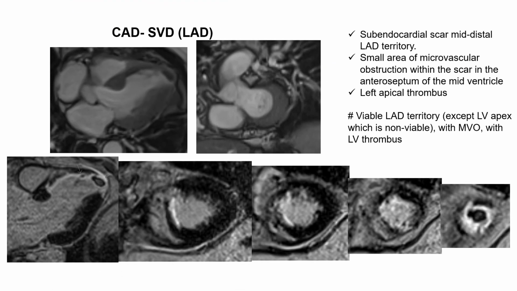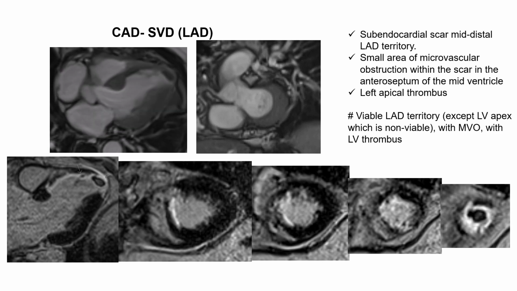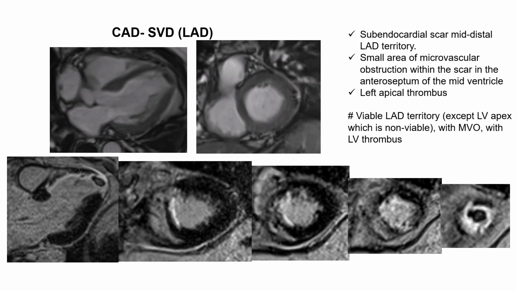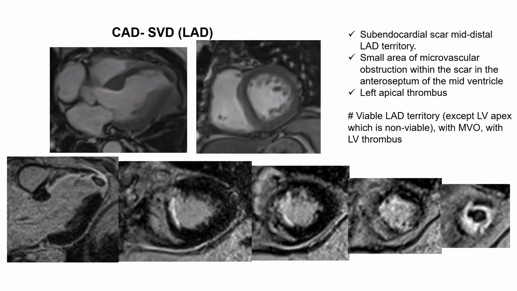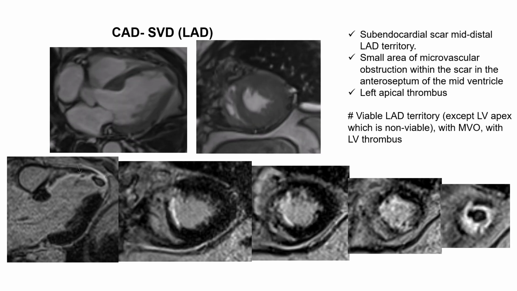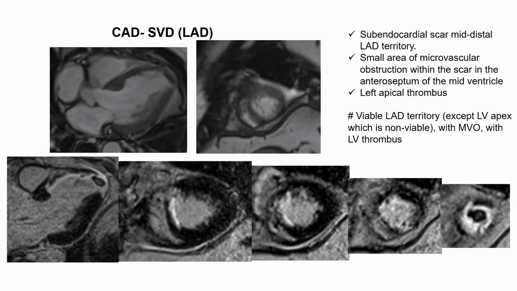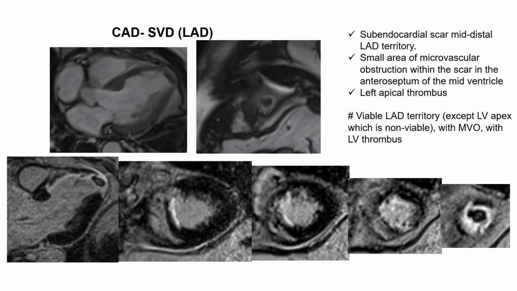Now let us look at a few cases. This is a case of CAD with significant disease in the LAD territory. You can see there is a wall motion anomaly in the LAD territory with an LV apical thrombus. Then when we look at the scar pattern, you see there is a scar in the LAD territory. This all white area is a scar. But this scar is involving less than 50% of the myocardium, so this LAD territory is viable.